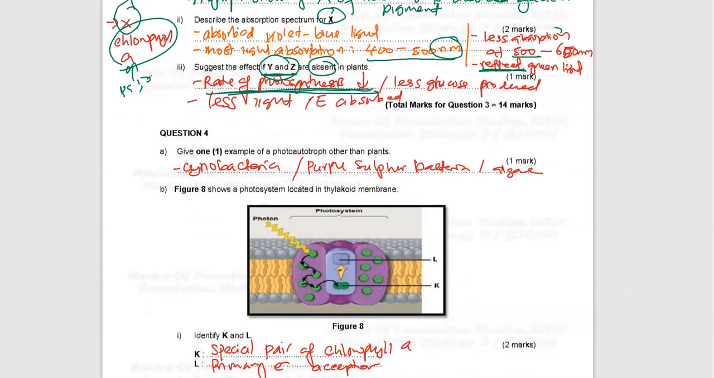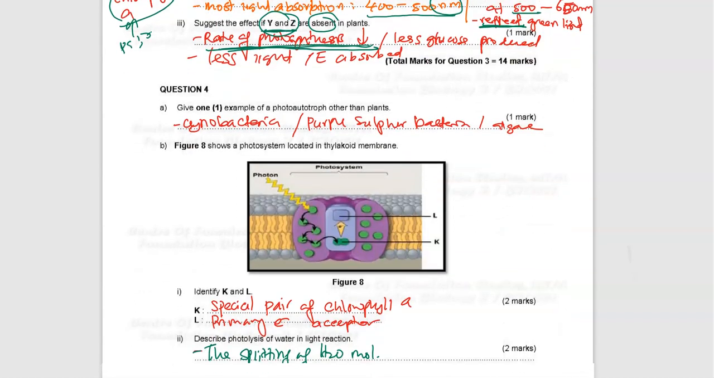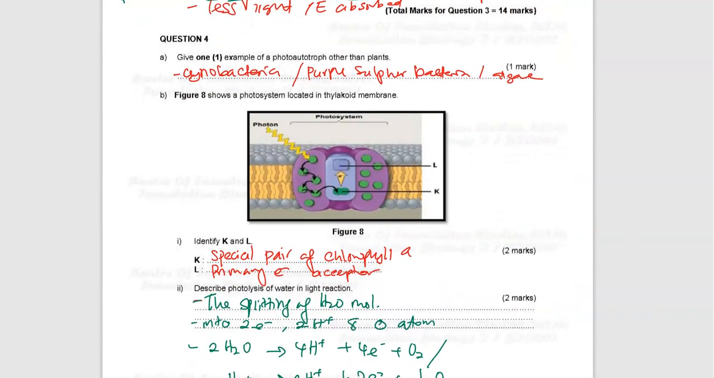Okay, so the next question, the last question, which is question 4. Question A, give one example of photoautotrophs other than plants. Ini ada dalam bahagian depan nota lecture note awak. So they can be cyanobacteria. These are bacteria that are capable of carrying out photosynthesis. Same goes to purple sulfur bacteria and also algae. Any one of these organisms gets 1 mark.